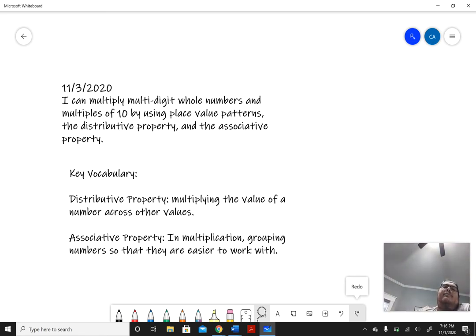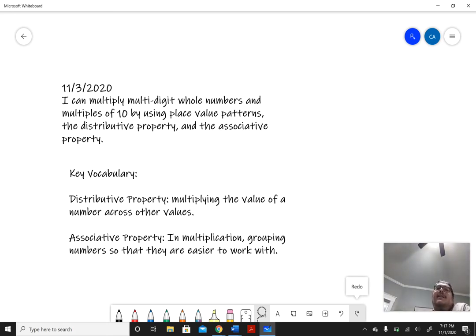When I say I can multiply multi-digit whole numbers, let's break it down. Whole numbers are numbers that are equal to 1 or greater, right? They're not parts of numbers. Multi-digit means more than one digit, right? So numbers like 10, 13, 72, 400, 4,693, those are all multi-digit whole numbers, okay?